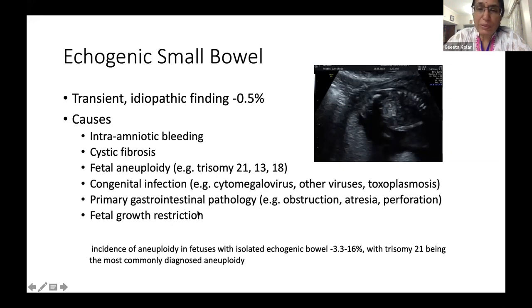So this particular marker, we really do not know, and we find ourselves at a loss to explain and counsel these couples when we find this marker. You don't know whether to offer them karyotype; we have to offer them cystic fibrosis screening, TORCH screening, and still follow up for growth restriction and any gastrointestinal pathology. And the incidence of aneuploidy is 3.3 to 16% with trisomy 21 being the commonest.